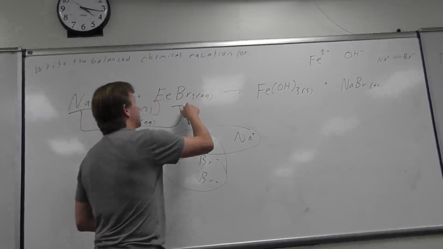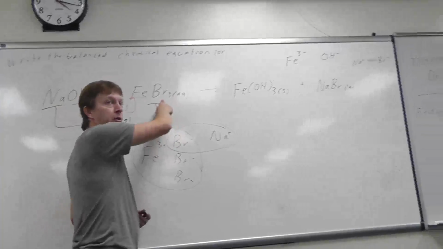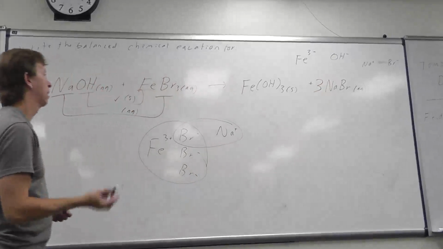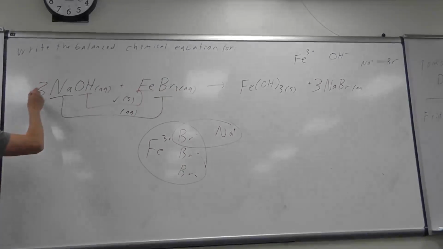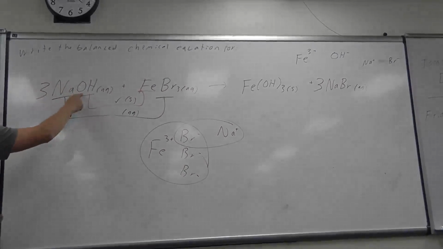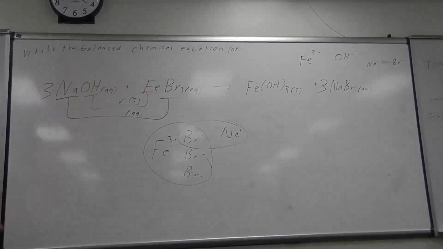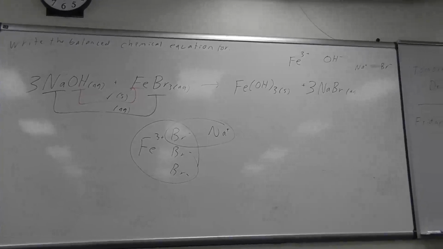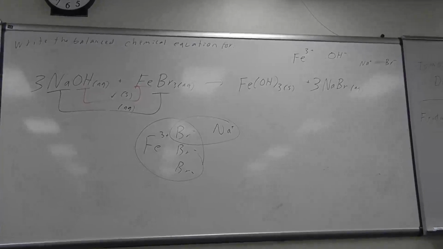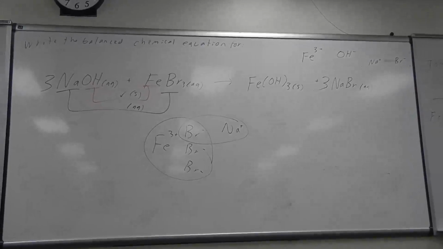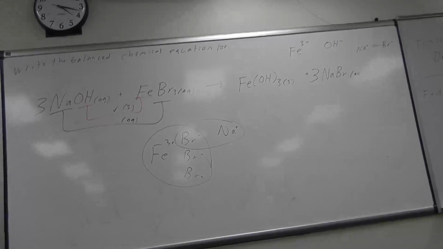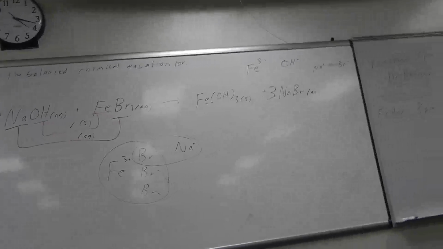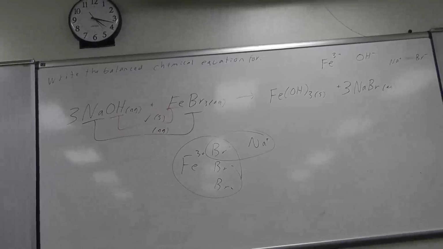But that's as good a place as any to start balancing. If there's three bromines here, we'd have to put a three here, correct? And then that would also give us three sodiums, so we put a three here, and then that gives us three hydroxides, which is good, because we already got the three hydroxides in the iron three hydroxide compound, correct? All right. Question about that. Question about double displacement reactions.